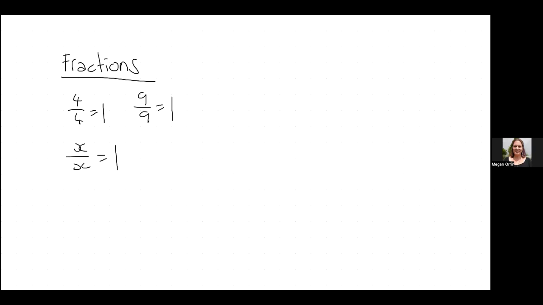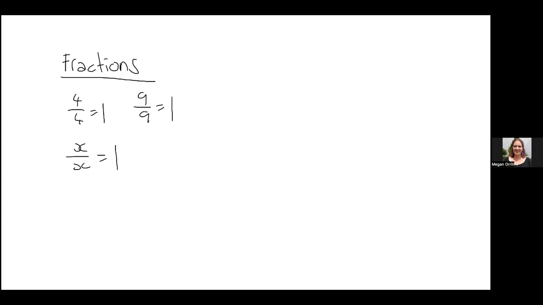All right, we are going to look at fractions, but algebraic fractions. So we already know how to simplify fractions, right? What is anything divided by itself? 1, right? Anything divided by itself is 1. So if I have 4 over 4, obviously that's 1. 9 over 9 is 1. So the same is true for x over x, right? So anything divided by itself is 1.